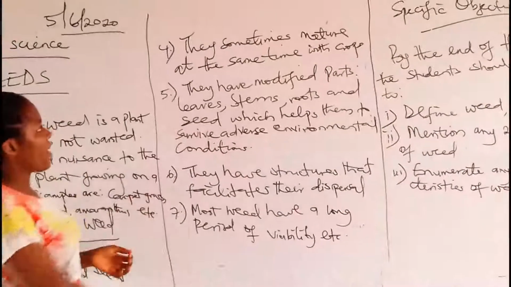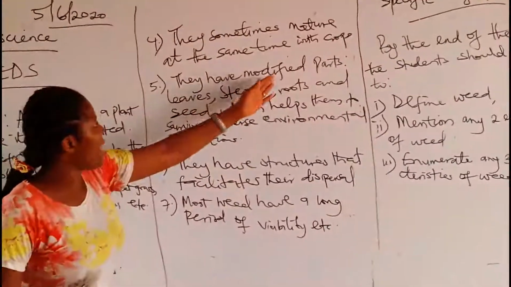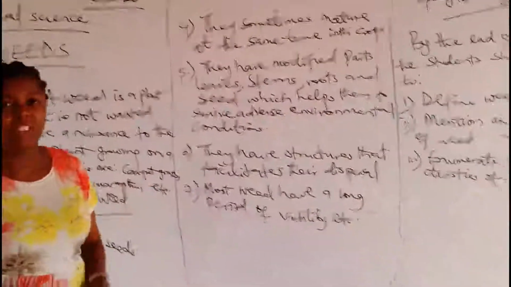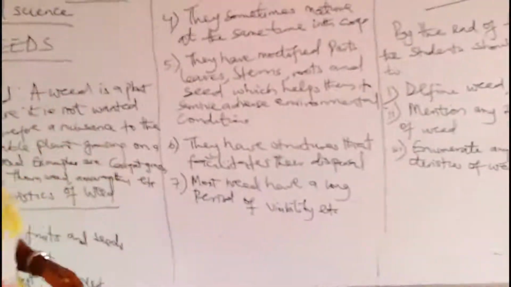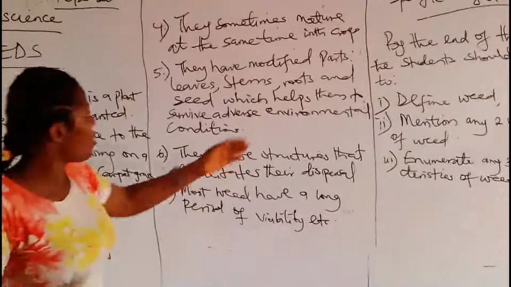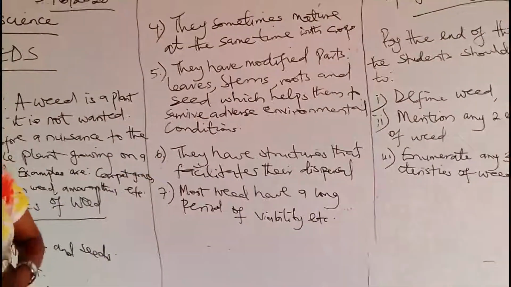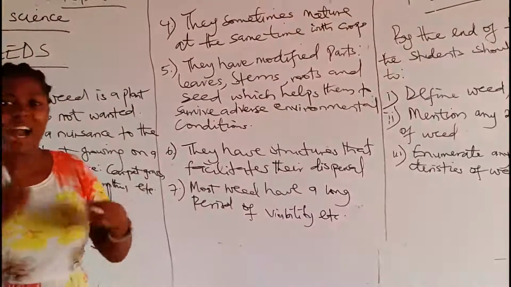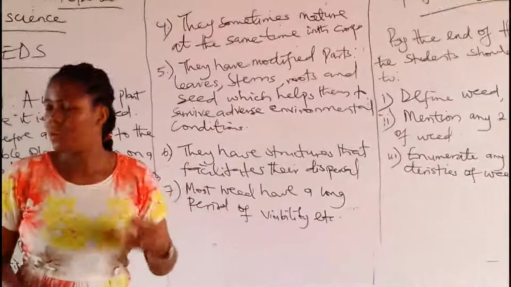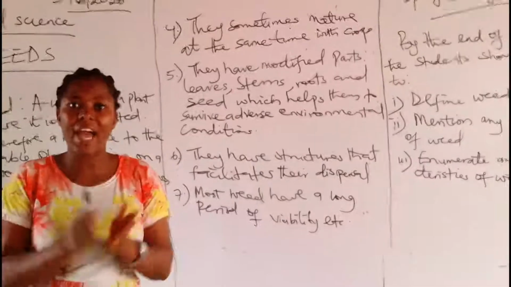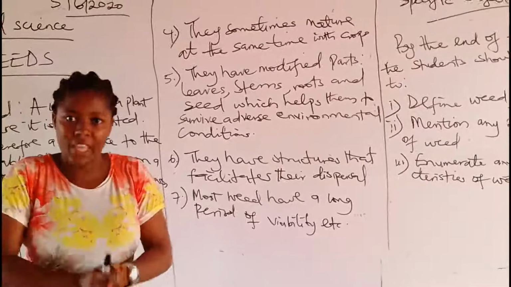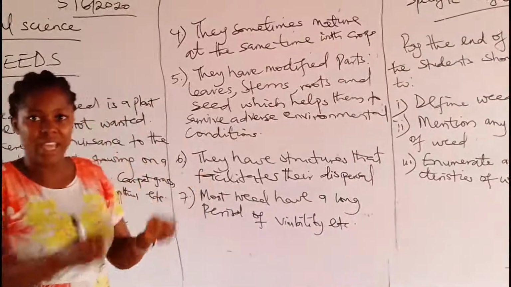Okay, we have number 5. They have modified parts. Examples of those modified parts are leaves, stems, roots, etc. All of them now help such weeds to survive in a diverse condition or environment. You now have their stem, their roots, their parts, all of them, they combine to cause that weed to stay. The weed has come to stay because of all these parts they have.